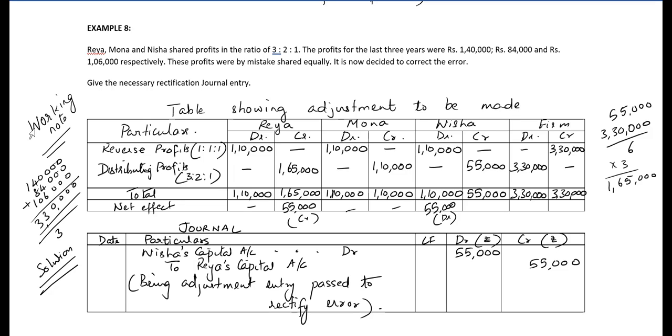So we understand from this problem that whenever profits have been distributed in the wrong ratio, our approach to the problem should be to reverse the profits which has been distributed in the wrong ratio, and by reversing the profits I mean debiting the partner's capital and crediting the firm. So the very first step should be to reverse the profits in the wrong ratio.